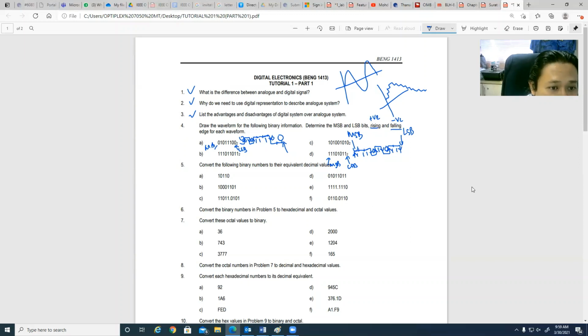So that is question number 4. Okay, and then for question number 5, convert the following binary numbers to their equivalent decimal value. Right, so for this one, you can use the manual method or you can use the calculator.